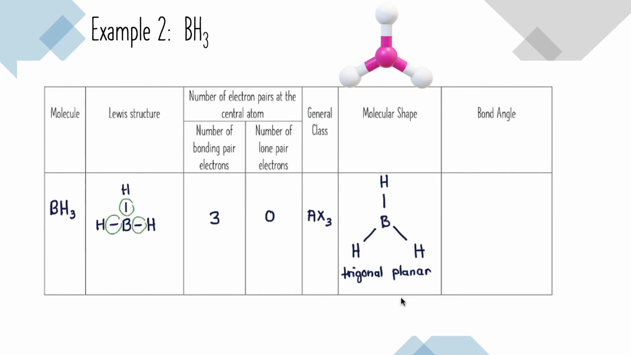So for the bond angle, since this bonding pair electron and this bonding pair electron are at 120 degrees to each other, therefore, the bond angle of H-B-H would be 120 degrees.